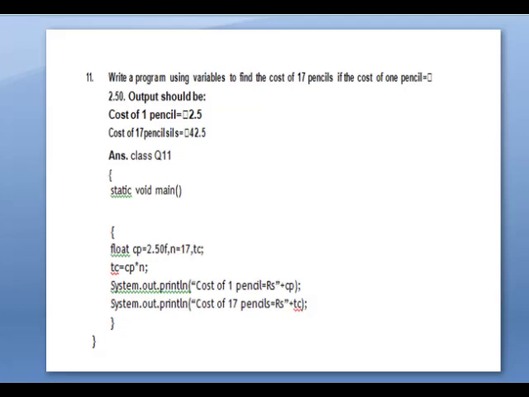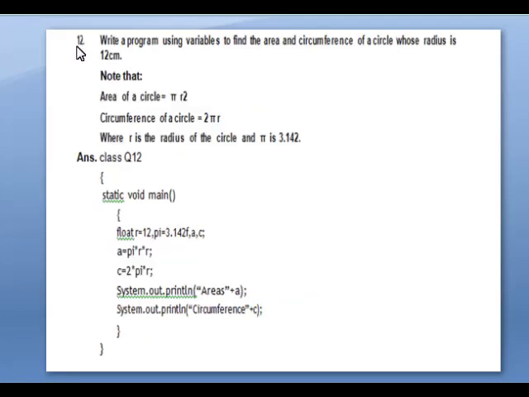Now we are going to see question number 12. Write a program using variables to find the area and the circumference of a circle whose radius is 12 centimeter. So the radius of the circle is 12 centimeter. Here the formula is: area of the circle equals pi r square, and circumference of the circle equals 2 pi r.